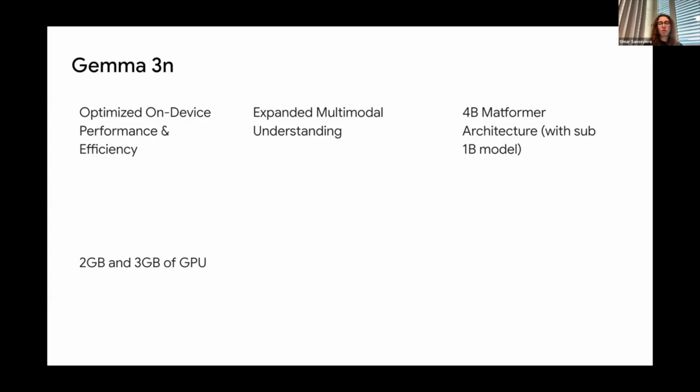And we expanded the multimodal understanding, so the model can also have audio as input. The model architecture is a 4B Matformer architecture, so I will talk a bit more in a minute. And it has a submodel within the 4B model of 2 billion parameters. This slide is actually wrong. It's 2 billion parameters, not 1 billion.